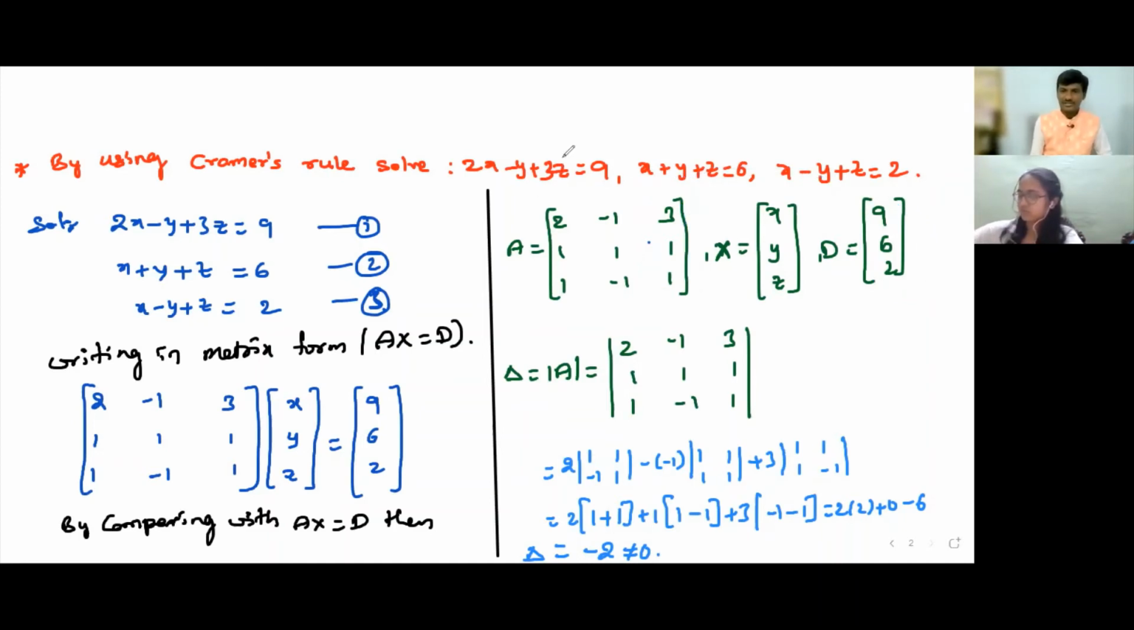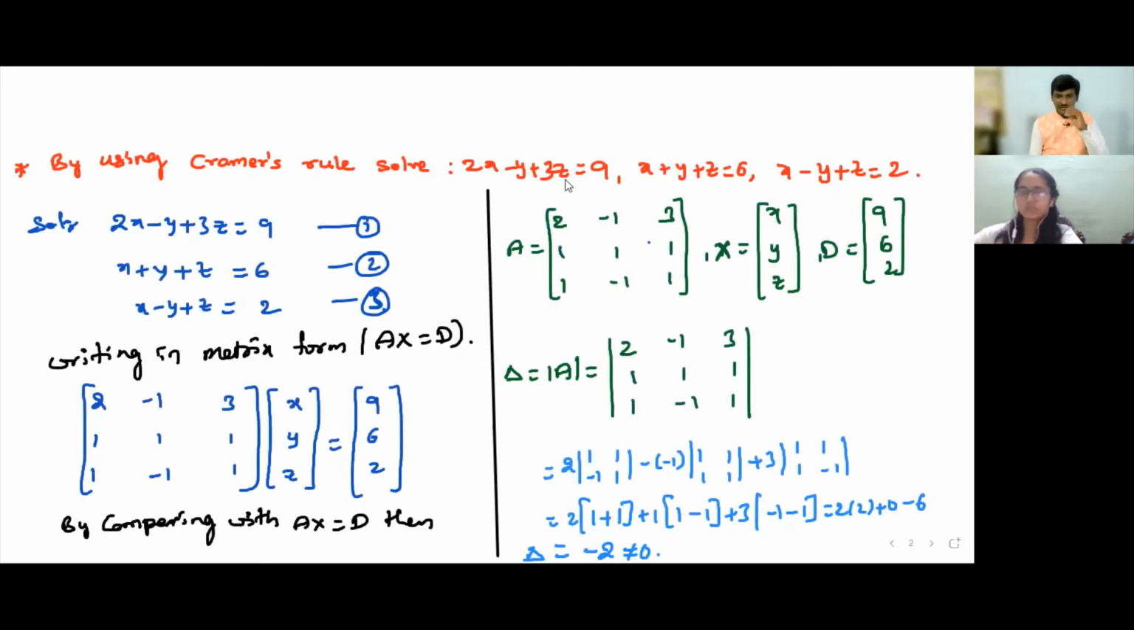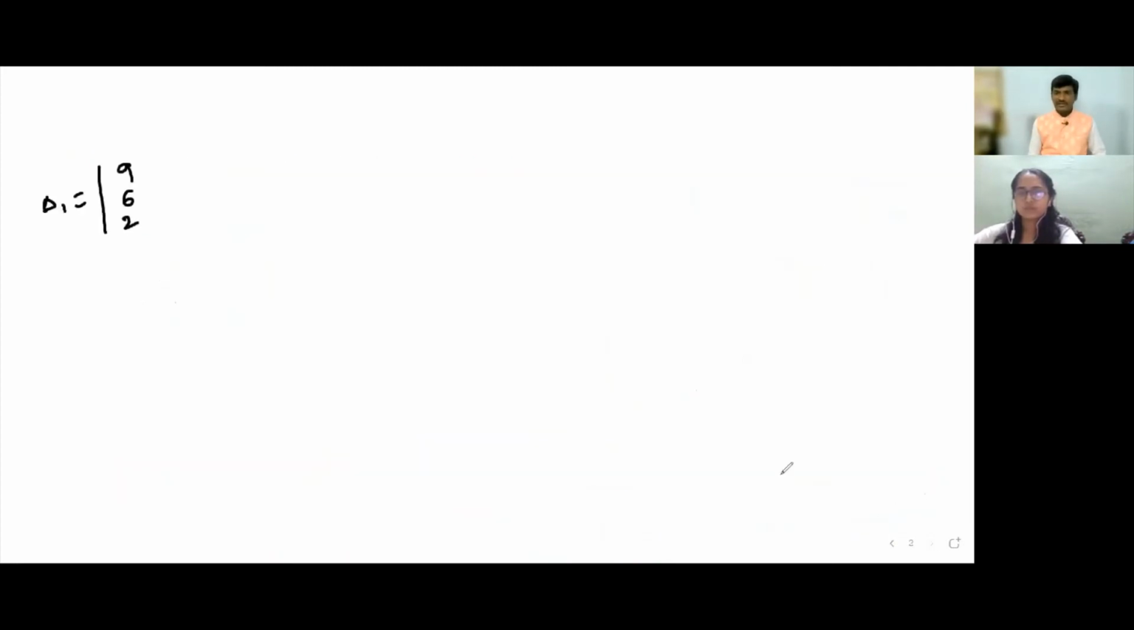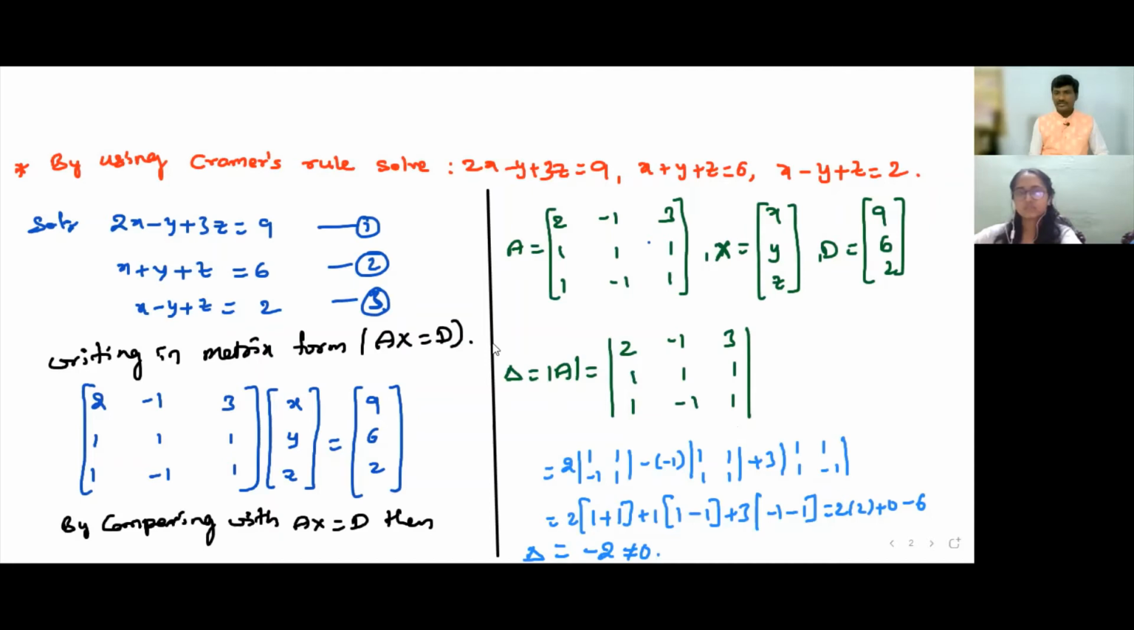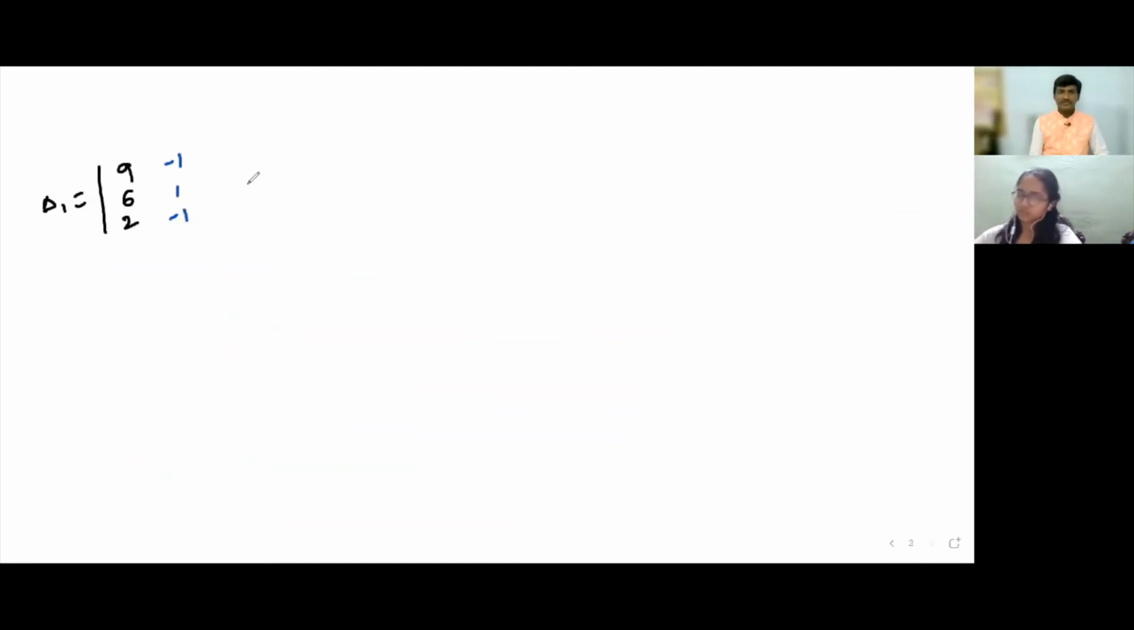So 9, 6, 2 we write here. Delta 1 is equal to the determinant of 9, 6, 2 as the first column. What about the second column and the third column? Yes, minus 1, 1, minus 1 is the second column, and the third column is 3, 1, 1. We are finding the determinant of this.